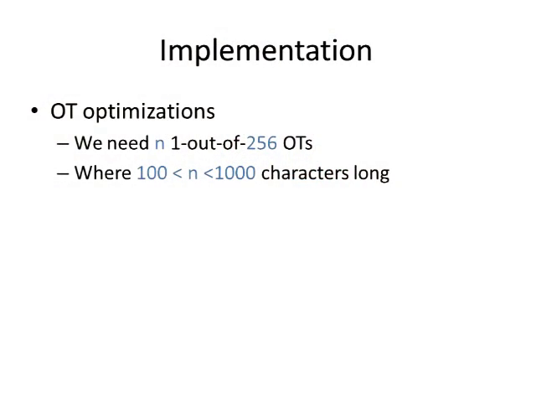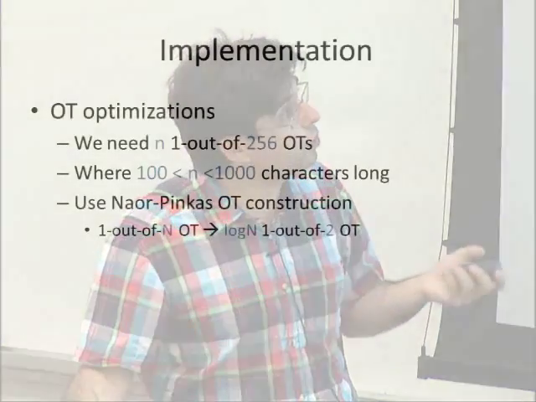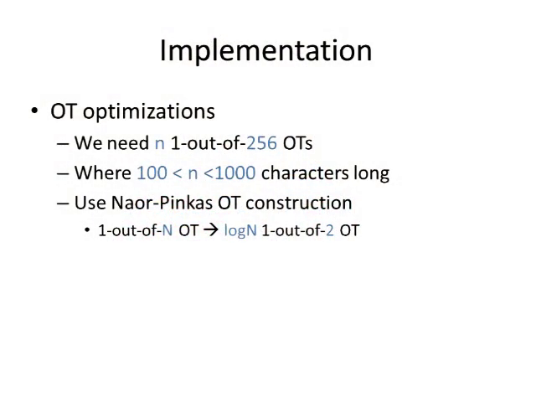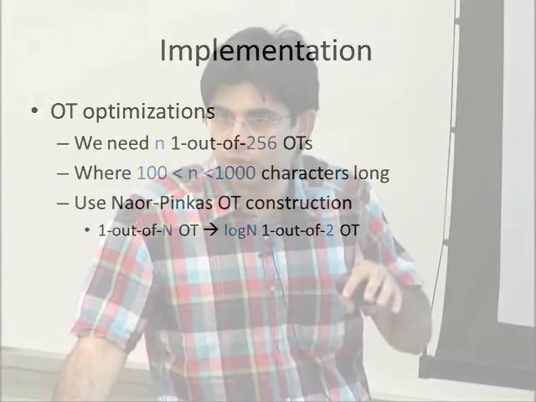Okay, just a few things about the OT. Here we have 1 out of 256 OT, and we have to do it n times, where n is the input size. The inputs we test are roughly 100 characters to 1,000 characters sometimes, but it could also be bigger. Essentially, there is the Naor-Pinkas construction. This is not the famous 1 out of 2 OT; this is where you can reduce 1 out of n OT into log n 1 out of 2 OTs plus some symmetric key operations.